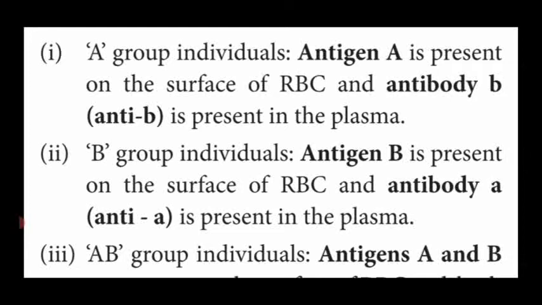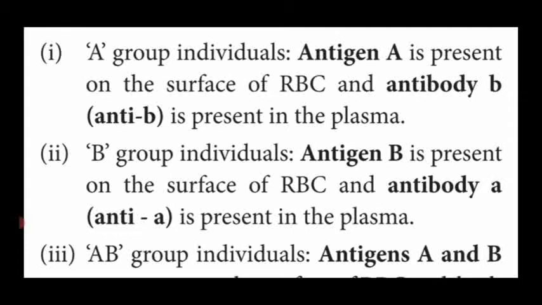Next one, B group individuals. Antigen B is present on the surface of the RBC and antibody A is present in the plasma. See the differentiation. If the antigen is A, the antibody is small b. If the antigen is B, the antibody is small a. So if the blood group is A, antigen A is on the outer surface and antibody b is in the plasma. If the blood group is B, antigen B is on the outer surface and antibody a is in the blood plasma.